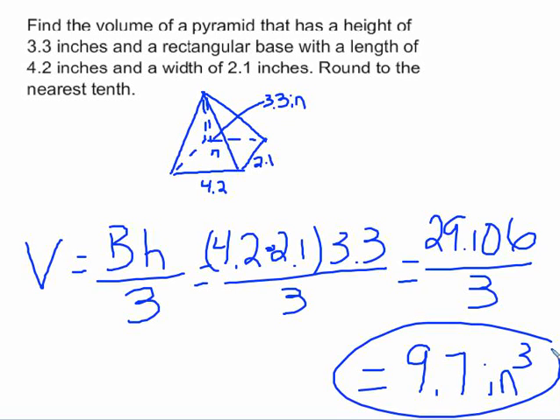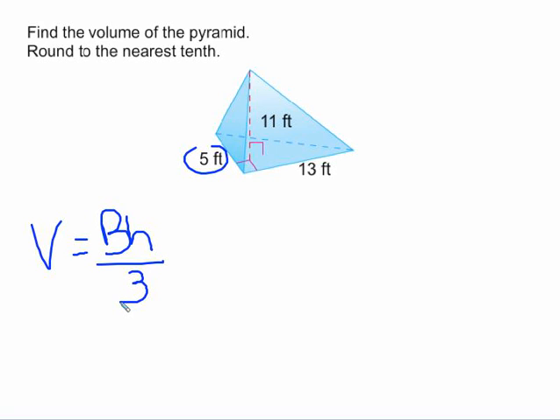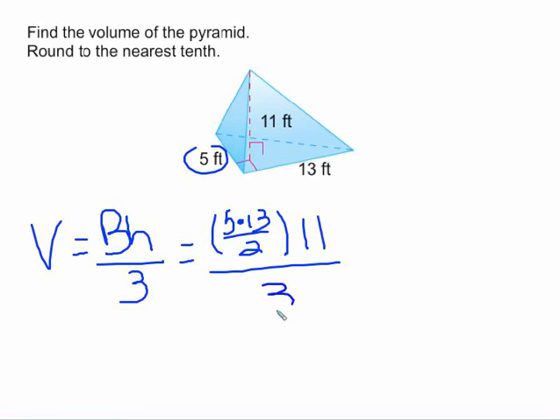All right, now let's take a look at a triangular pyramid. What do we do if the pyramid is a triangular pyramid? So I've got this triangular pyramid here. I know the base is a right triangle, so we can call the 5 the height of the base. Again, we know volume equals base area times the height of the pyramid, all divided by 3. But in this case, since the base is a triangle, I'm going to have an extra calculation to do. It's going to be 5 multiplied by 13 divided by 2, since it's a triangle, all multiplied by 11, all divided by 3.